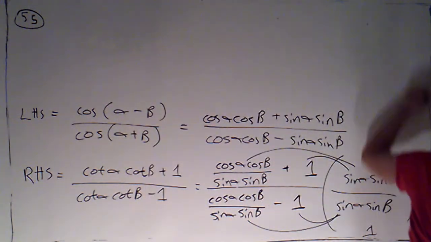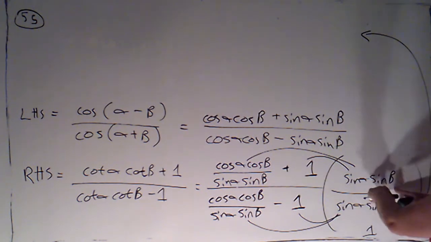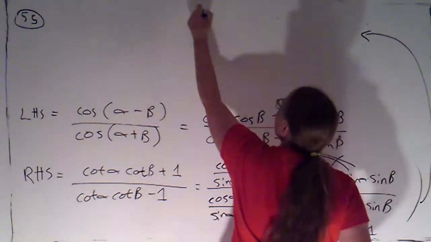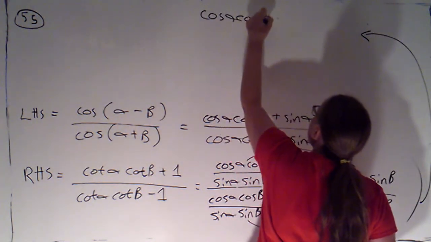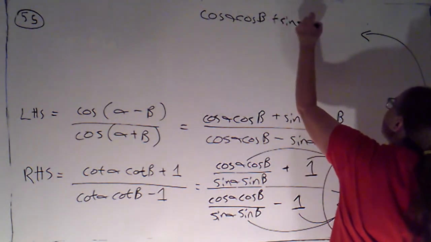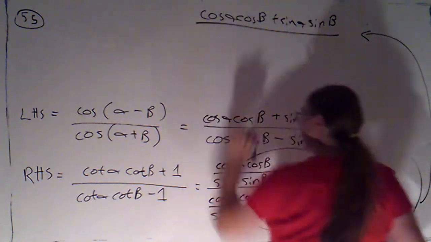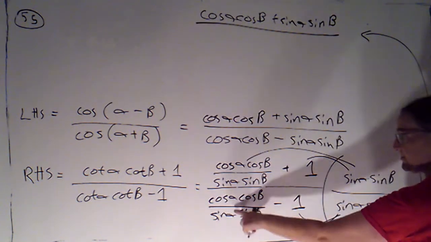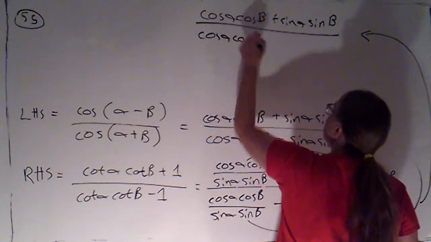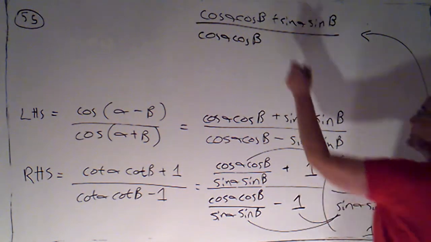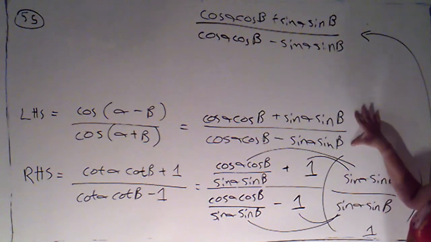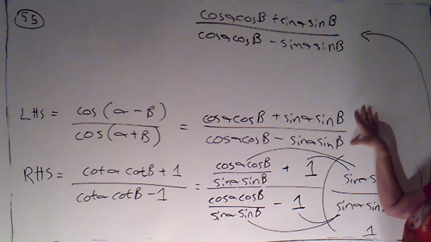I'm going to have to just come up here to keep going. When I distribute to this first term, it cancels those denominators. So I'll have cosine alpha, cosine beta, and then I'm multiplying that by 1. So plus sine alpha, sine beta. Over, on bottom, when I distribute, again, I cancel out that denominator. So I've just got cosine alpha, cosine beta, and then I'm multiplying it by the minus 1. So minus sine alpha, sine beta. That's what the left-hand side simplified to.